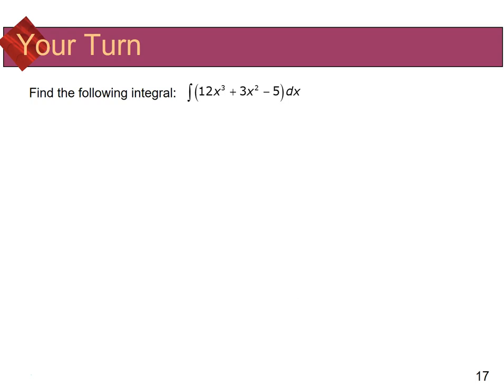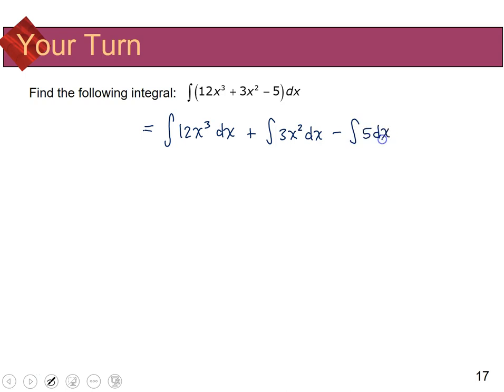So with this function here, I can think of this as being the integral of 12x cubed dx plus the integral of 3x squared dx minus the integral of 5 dx. I'm going to move the constant multiples out.